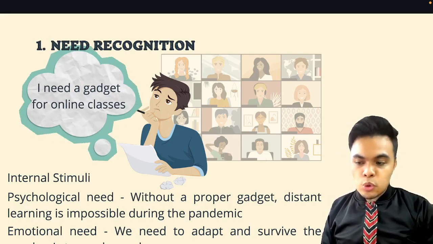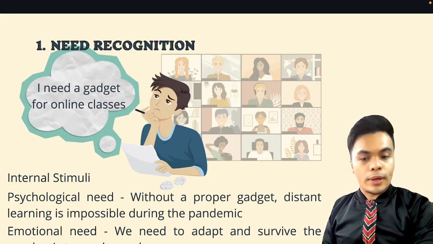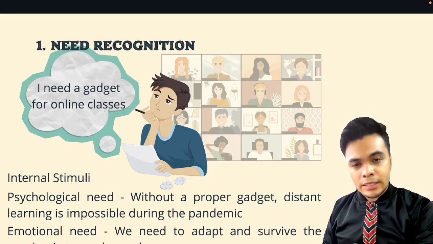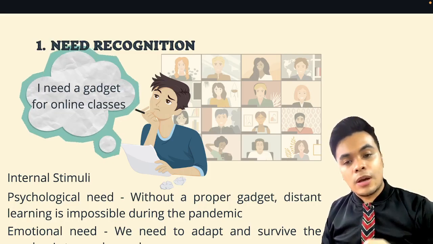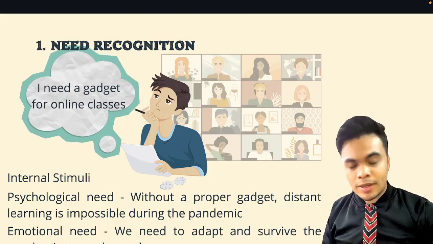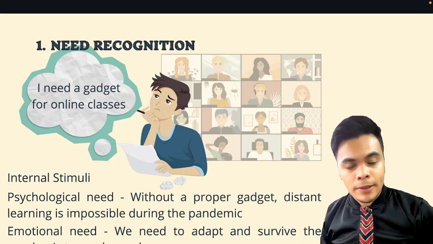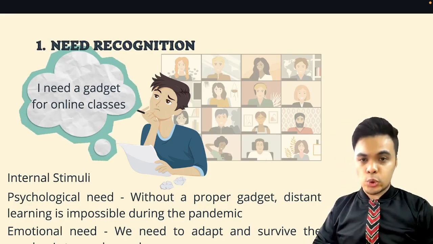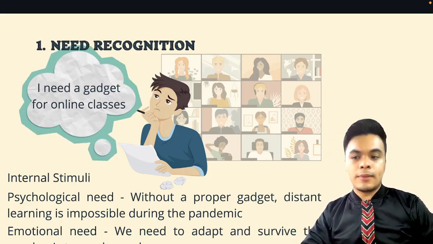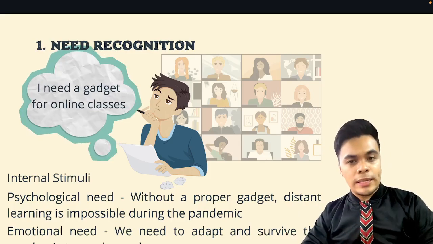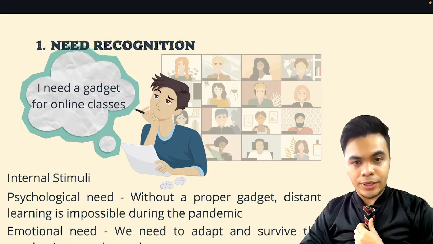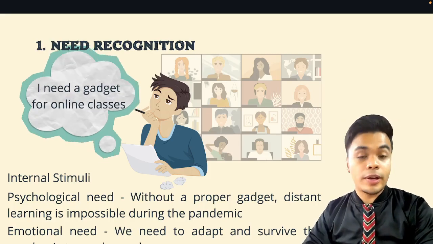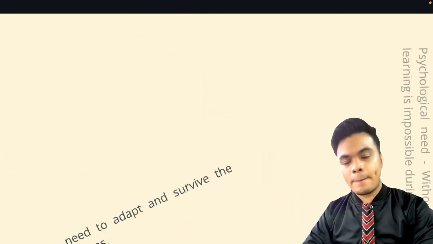How about the emotional need? We need to adapt and survive the pandemic. I need to do this. No? I need to survive this pandemic because I need to fulfill my dream. Diba? Kasi some of you really want to become entrepreneurs, business owners in the future. You want to graduate. Diba? Meron na yung emotional need natin to overcome this online learning. So those are examples ng internal stimuli.